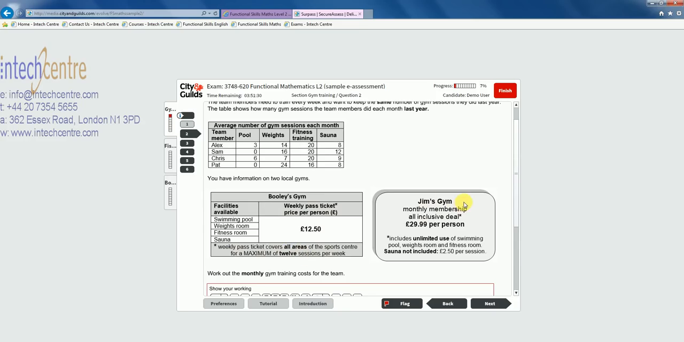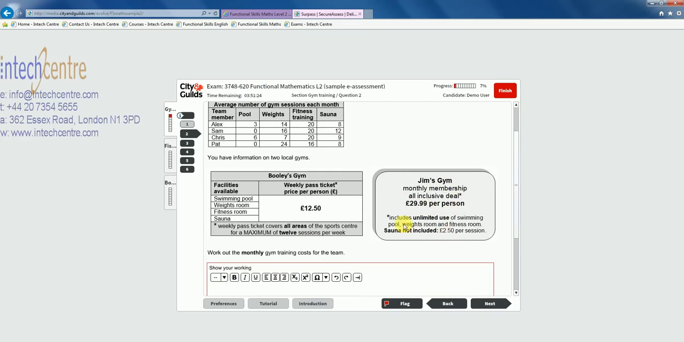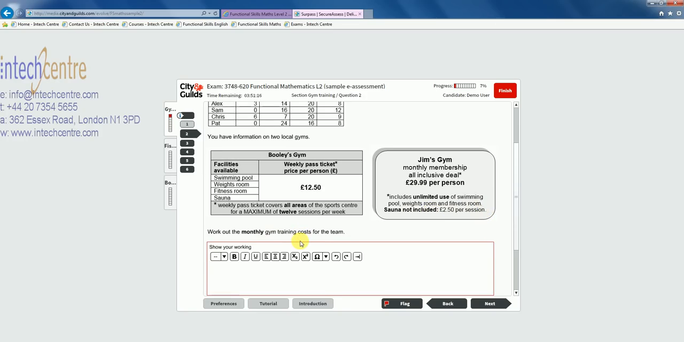You've got Jim's Gym here, so that's monthly membership, all inclusive, £29.99 per person. It includes unlimited use of swimming pool, weights room, fitness room. The sauna's not included, it's £2.50 per session. Work out the monthly gym training costs for the team.